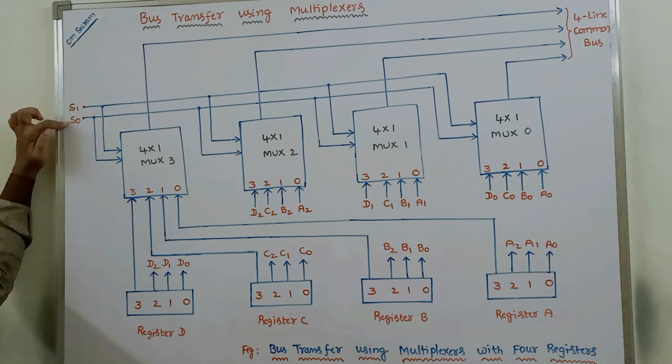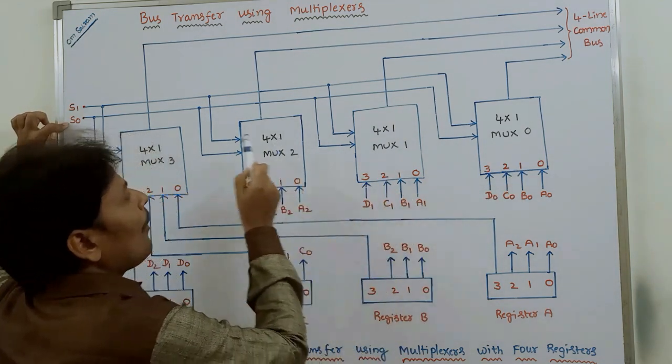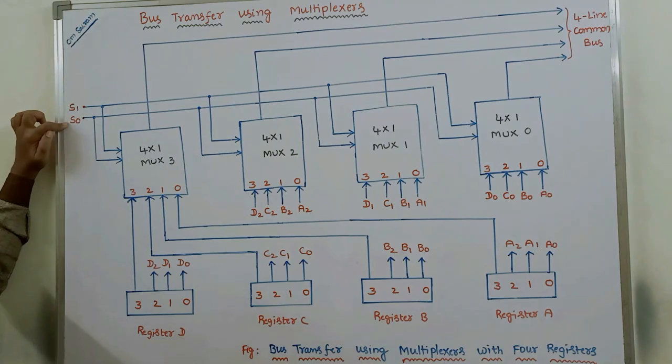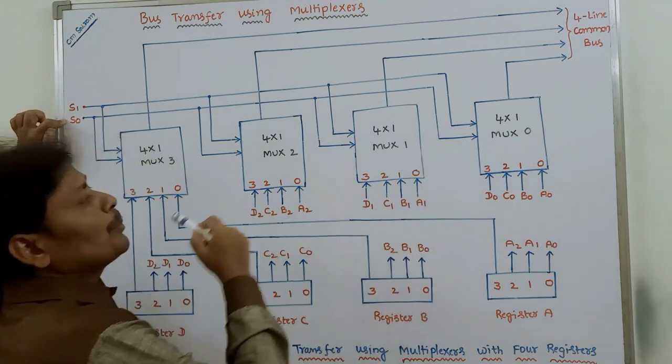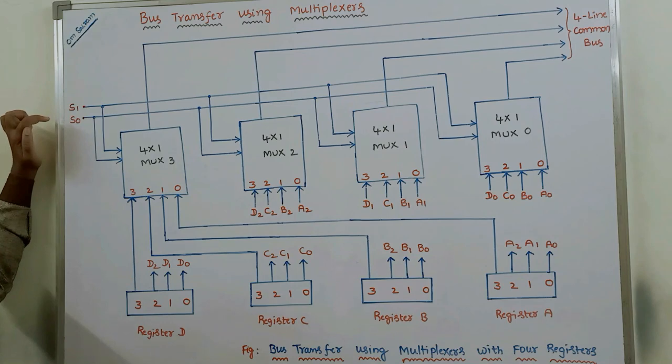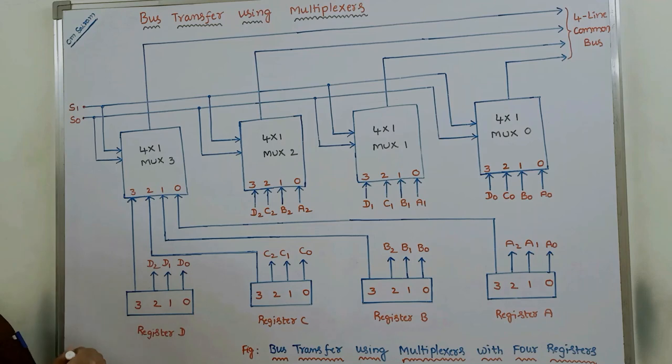S1, S0 equal to 0, 1. We have to select the 1 data input of the 4 multiplexers. S1, S0 equal to 1, 0. We have to select the 2nd data input of each and every multiplexer. S1, S0 equal to 1, 1. We have to select the 3rd data input of each and every multiplexer.